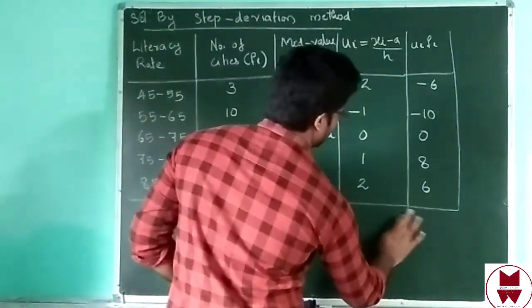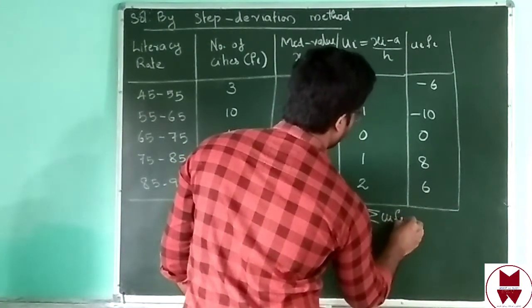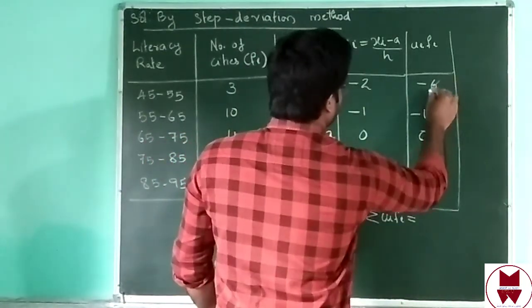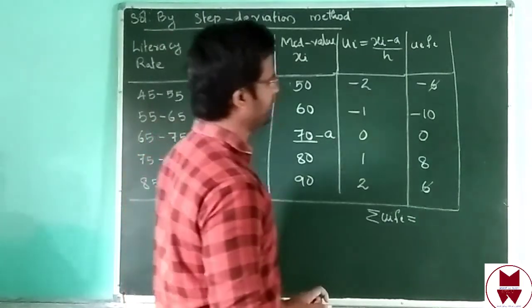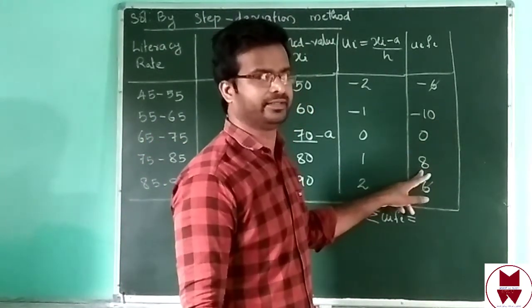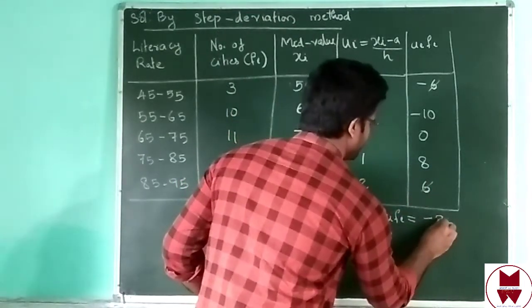Then we have to find out from here the sum of ui into fi. Look, minus 6 plus 6 will be cancelled. That will be 0, isn't it? Then remaining only two numbers, minus 10 plus 8. What will you get? 8 minus 10. You will get minus 2.